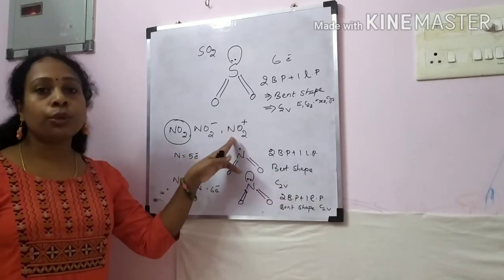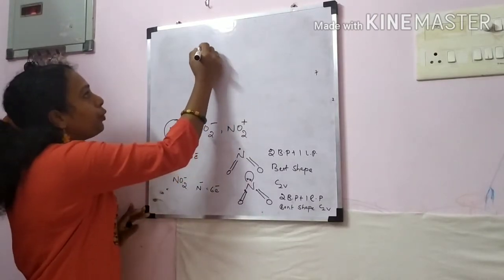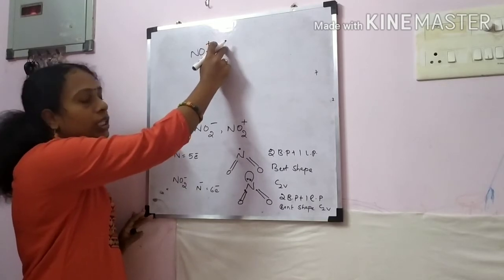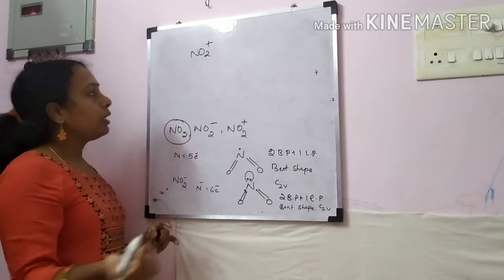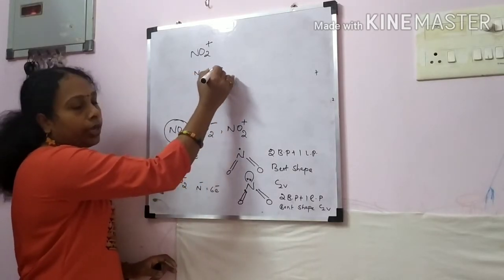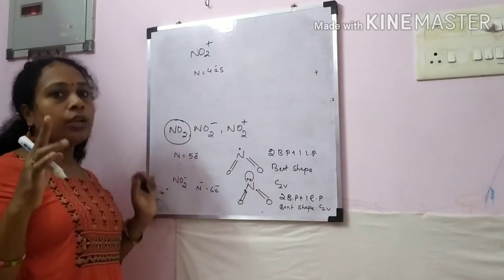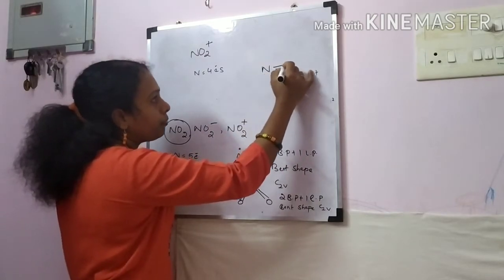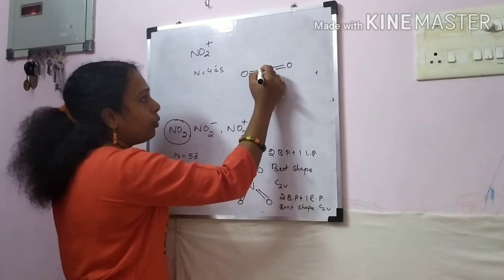Now the case of NO2 plus, we will see how. See, if you consider NO2 plus, nitrogen has a positive charge, 5 electrons, 1 positive charge means 1 electron has gone. So nitrogen now has only 4 electrons. Okay. Nitrogen has 4 electrons, 2 oxygens are there, 2 bond pairs it has to make. So the structure will be like this. How?